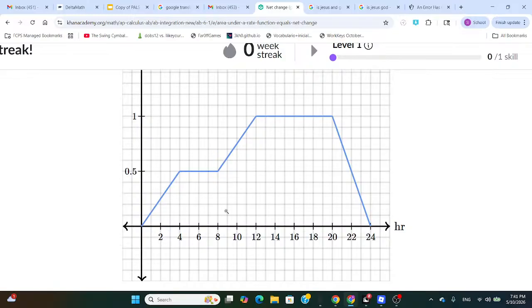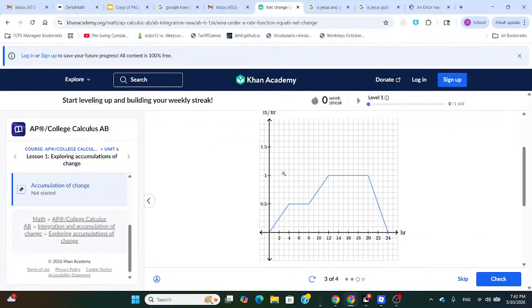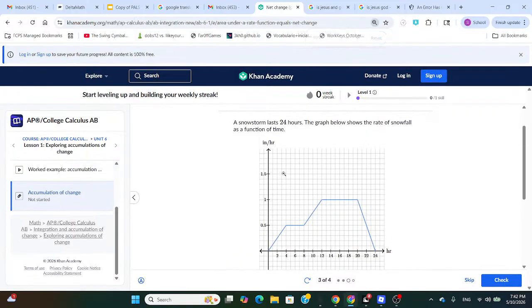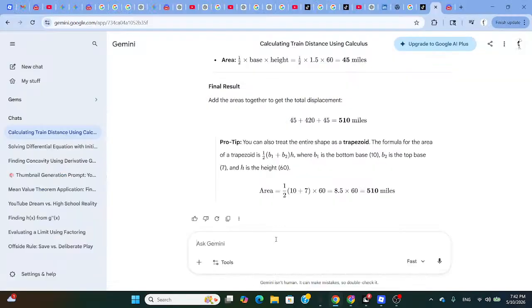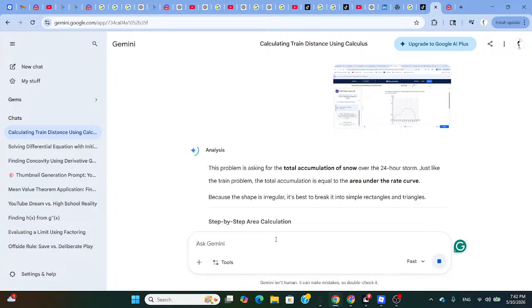Are you sure I'm doing this right? Okay, guys, I think, well, you get the idea, right? I already know how to do it, so I'm just gonna go to Gemini, put that in Gemini, and let's see how it is.